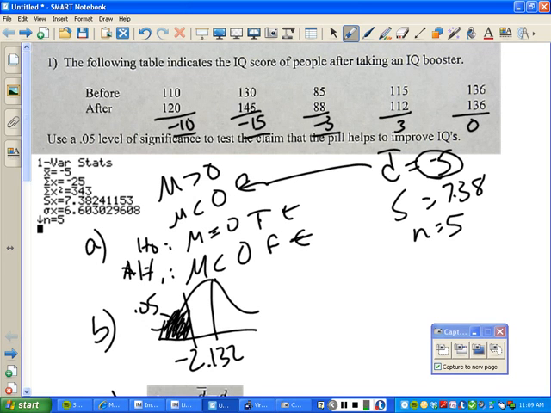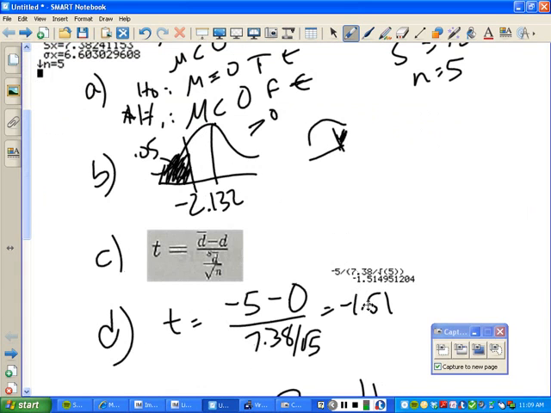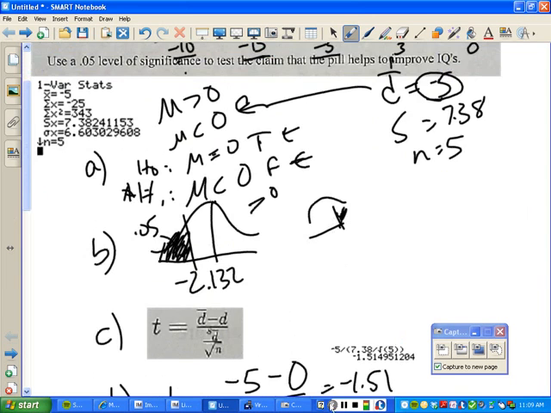If these numbers were positive, if this was a positive 10, a positive 15, a positive 3, this would have to be a negative 3. That would be 0. Then this would be greater than 0. This would be a right tail test. This number here would be a positive 1.51. And you would still fail to reject H0, and you ultimately get the same conclusion.